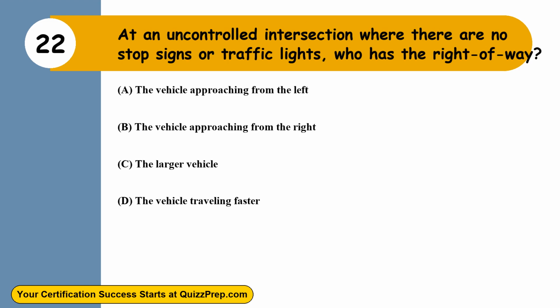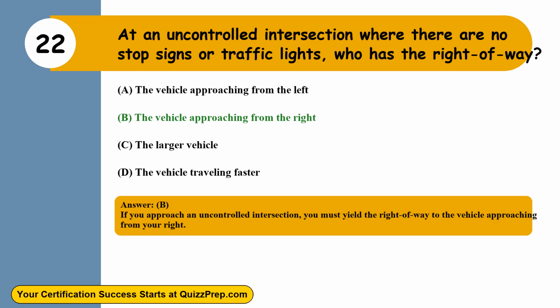Question 22. At an uncontrolled intersection where there are no stop signs or traffic lights, who has the right of way? Option A, the vehicle approaching from the left. Option B, the vehicle approaching from the right. Option C, the larger vehicle. Option D, the vehicle traveling faster. The correct answer is option B, the vehicle approaching from the right. If you approach an uncontrolled intersection, you must yield the right of way to the vehicle approaching from your right.